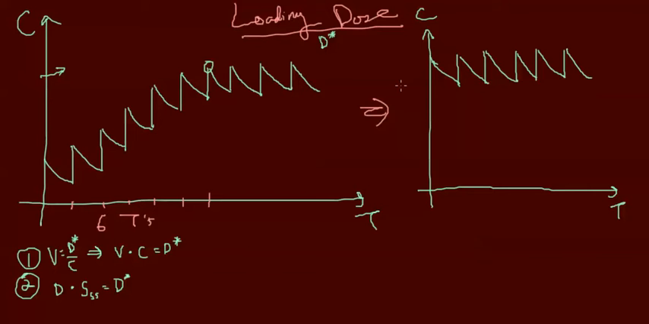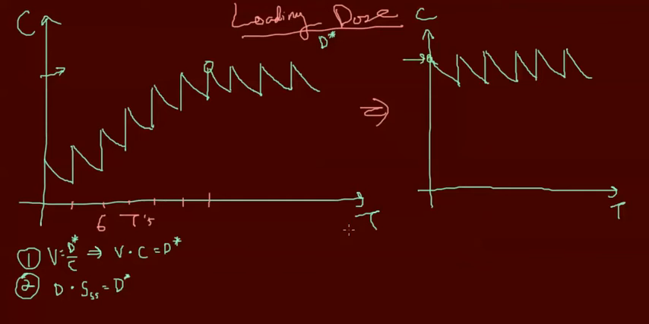So how do we skip all that? We do a loading dose, and your loading dose is going to be D star. So we shoot the dose straight up to here. We don't have to, we can skip all this elevation time, and we get straight to the therapeutic concentration. So how do we do that?